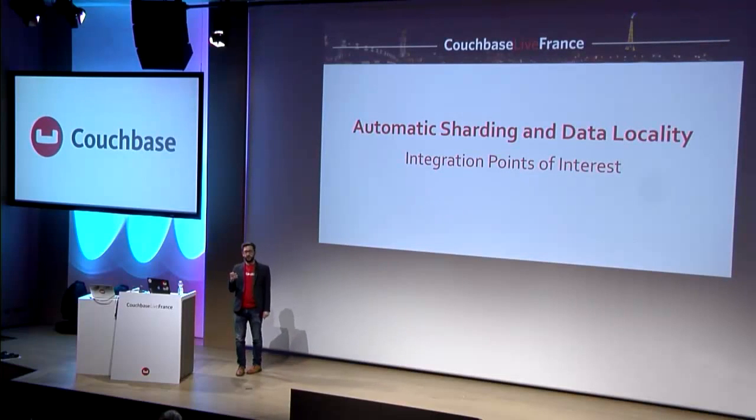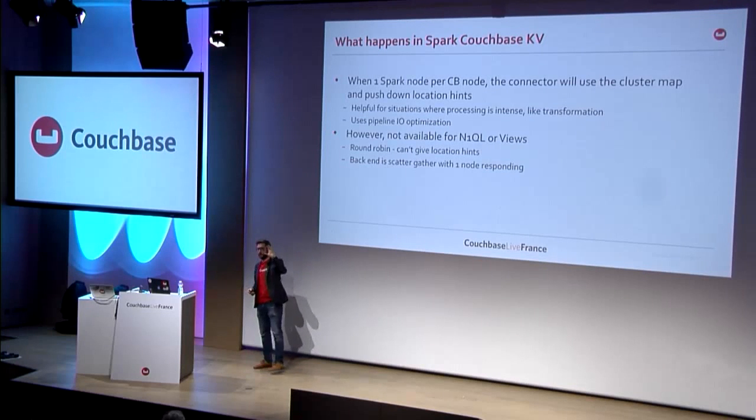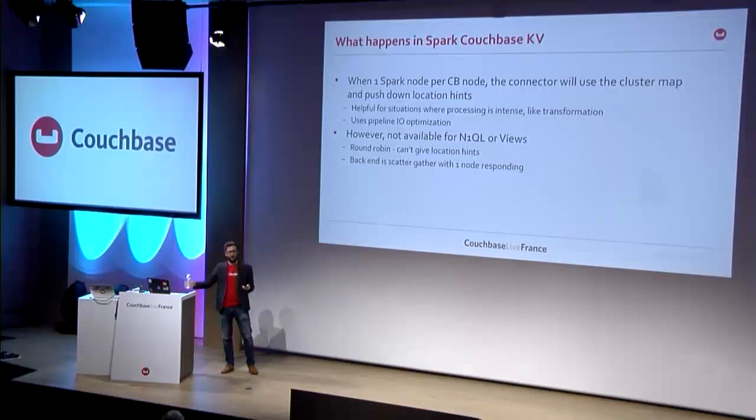So automatic sharding, the point I made about the data being distributed throughout the cluster. If you have one Spark worker node running on one Couchbase node, then we can push down location hints. So if you wanted to temporarily store data within Couchbase, we can use the cluster map to say, I want this piece of data available to this Spark node. I know from the Couchbase cluster map that I can store data in this partition, in this vBucket. And so it can push that hint down and write it locally. That means we minimize the distance between the data moving around, keeping the data near the computation.